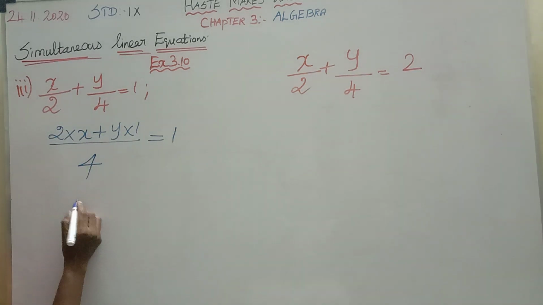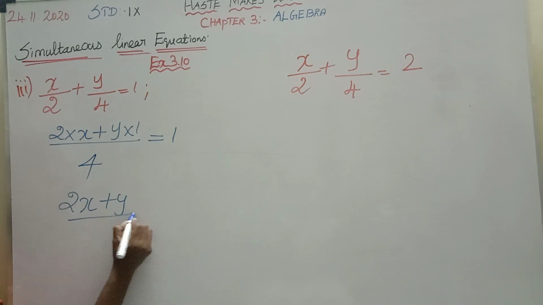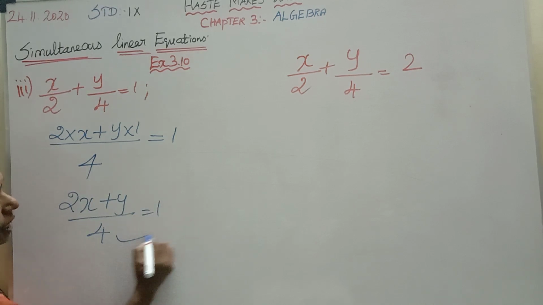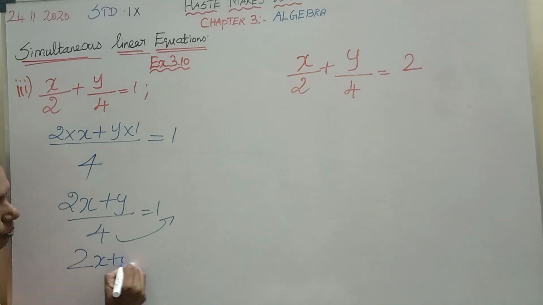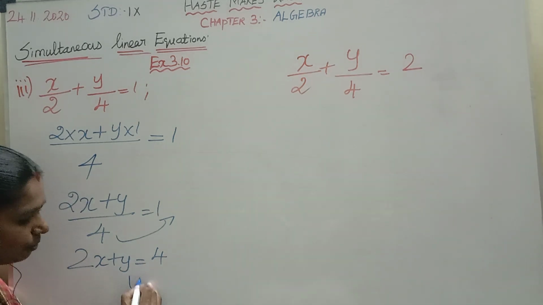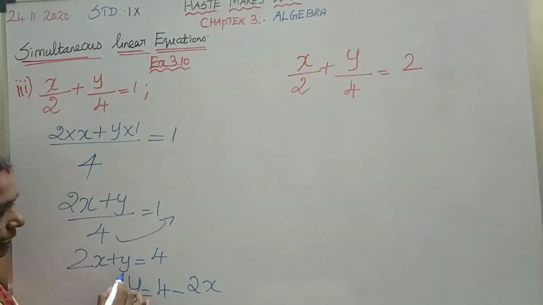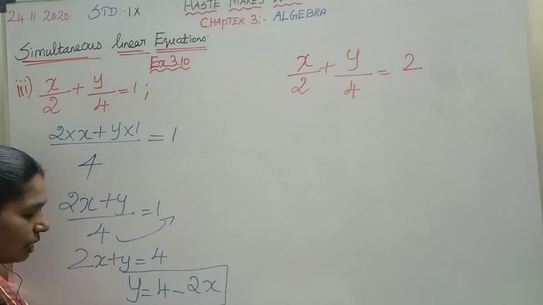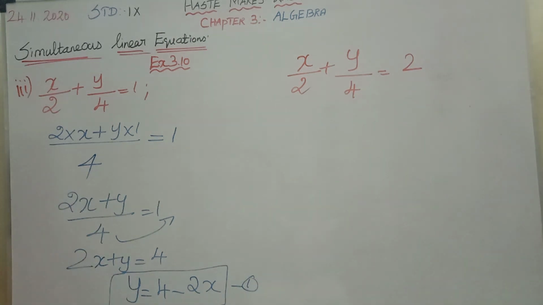Okay, now what is the equation I am getting? 2 into x, 2x plus y by 4 equal to 1. Now multiply this 4 to that side, you are getting 2x plus y equal to 4. But we want the equation in what form? y equal to mx plus c. Therefore, y equal to 4 minus 2x. Understand? Here I am getting y equal to 4 minus 2x. This is equation number 1. Next, go to next side.